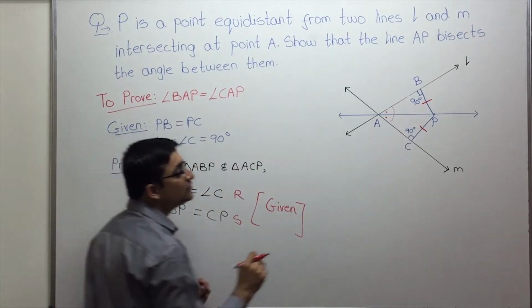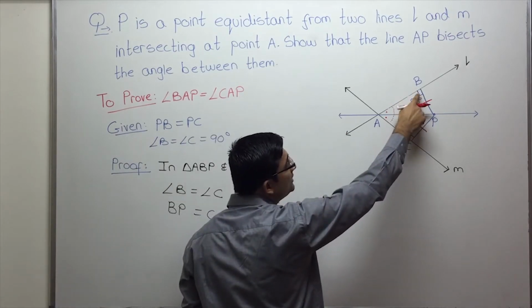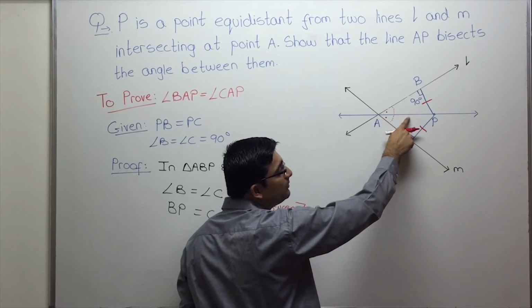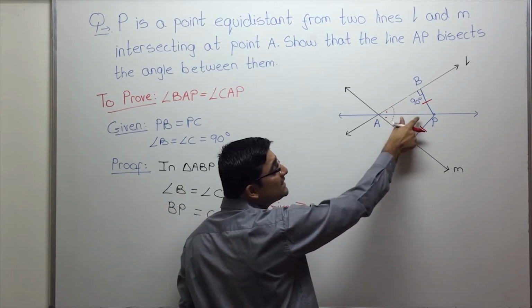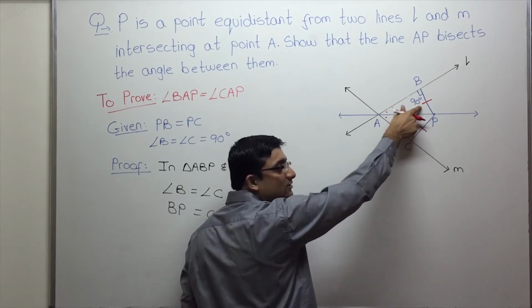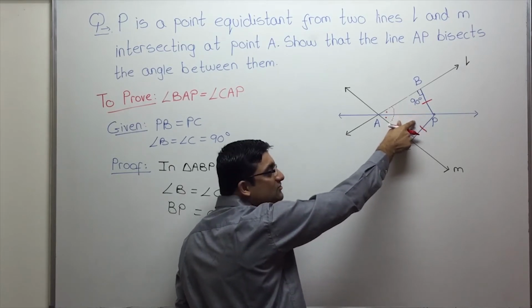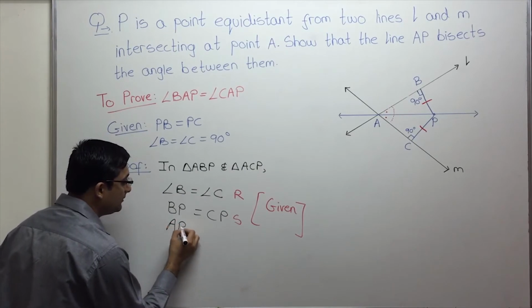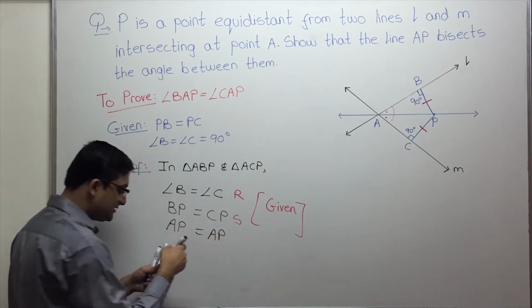Let's check the hypotenuse. Which is the hypotenuse in this triangle? Side opposite the 90 degree, AP. Similarly, which is the hypotenuse in this triangle? AP. Now, is AP same? Yes, AP is a common side. AP is part of this triangle, and AP is also part of this triangle. So I can say AP is equal to AP. What is the reason? Common side.